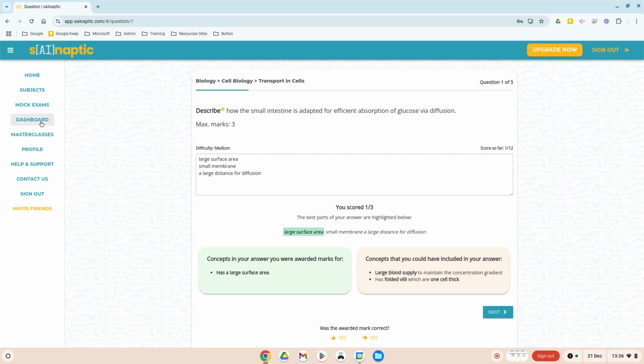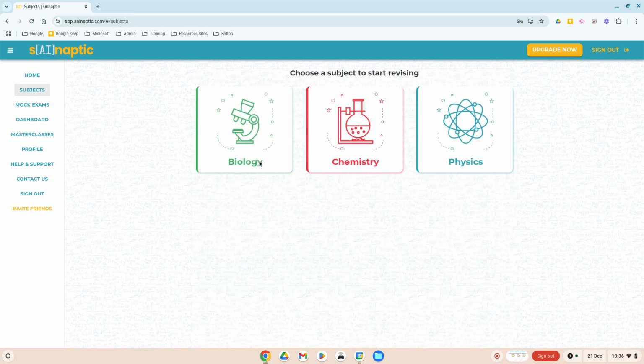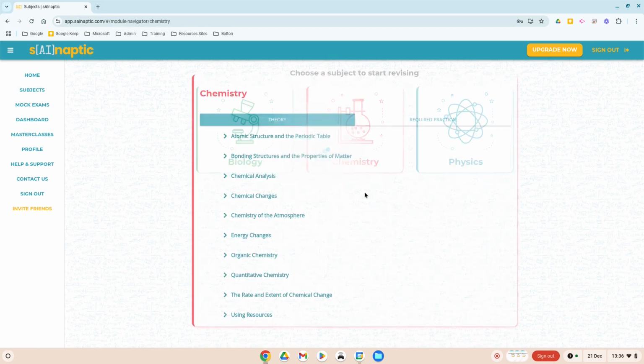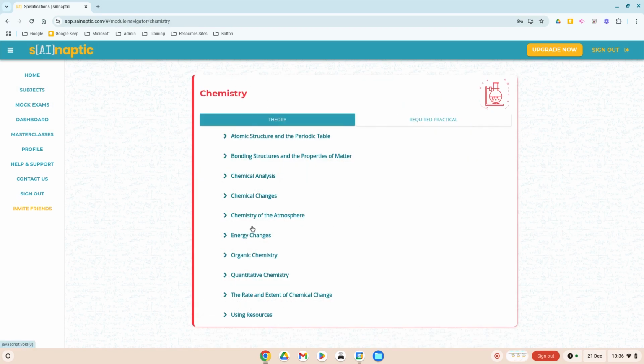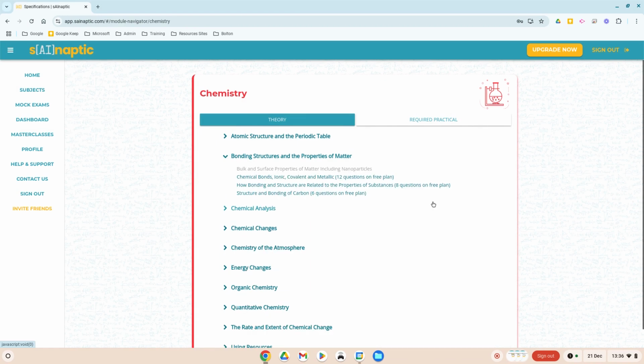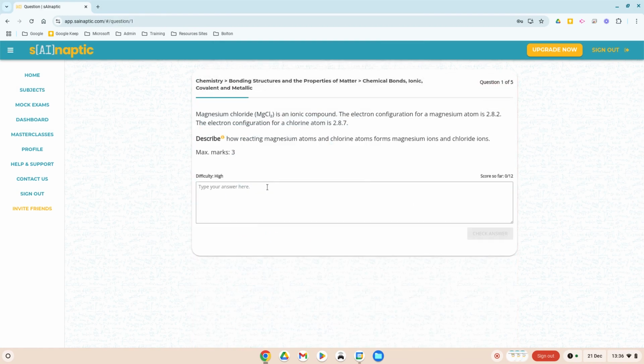So a nice way to do it. What I'm going to do is go back to my subjects and have a little bit of chemistry, and it's going to be the same sort of thing. So let's have a look at bonding, and let's have a look at ionic and covalent bonding. Again, a 3-mark question, and it's giving me a lot of 3-mark questions because I identified myself as a student who is doing the higher paper.